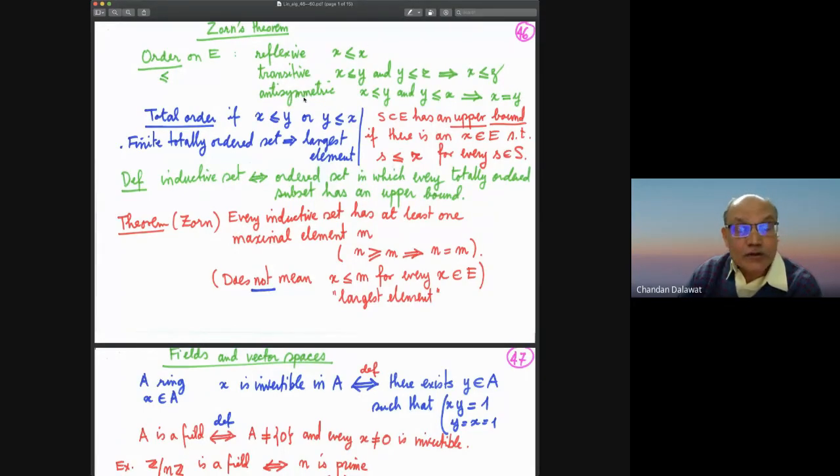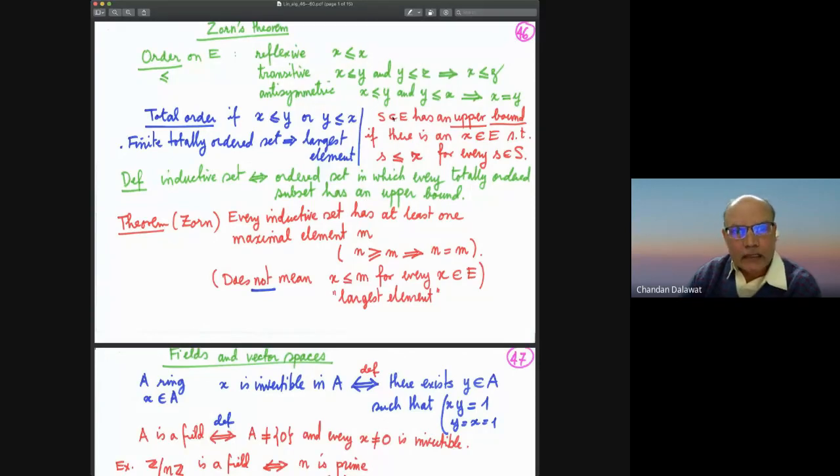So here I did not require that any two elements of the set should be comparable. If that holds, which means that given any two elements x and y, either x is less than y or y is less than x, then we say that the set is totally ordered. Sometimes an ordered set is called a partially ordered set. So a totally ordered set is one in which any two elements are comparable.